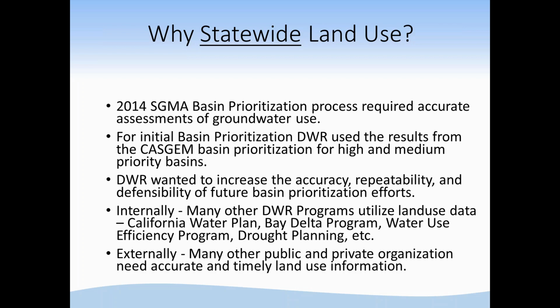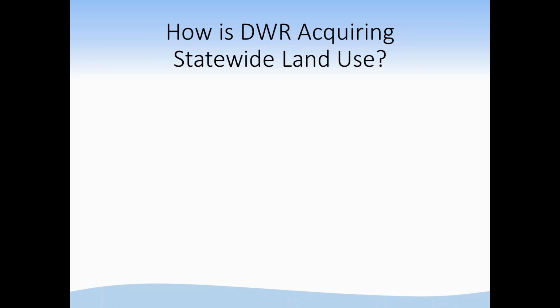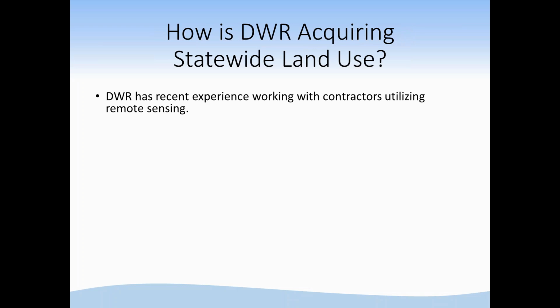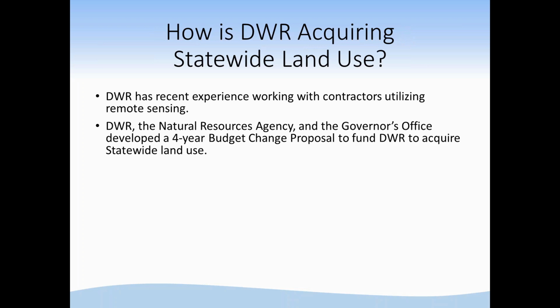And then externally, many other agencies, public agencies, and private organizations also use land use too. So how are we acquiring statewide land use? We had recent experience with contractors doing remote sensing type analysis for DWR, and the Governor's Office and the Resources Agency approved a 4-year BCP, budget change proposal, that would fund DWR to hire a consultant to do remote sensing for statewide land use instead of this county by county basis.